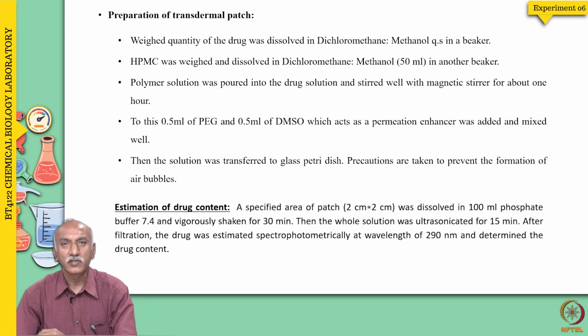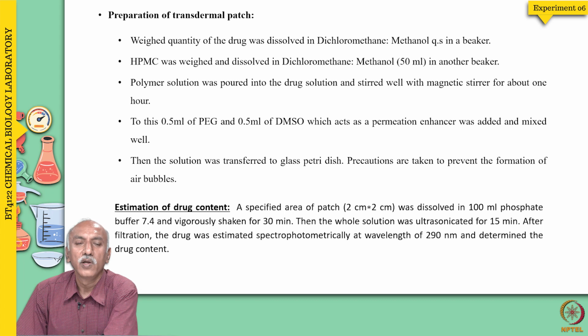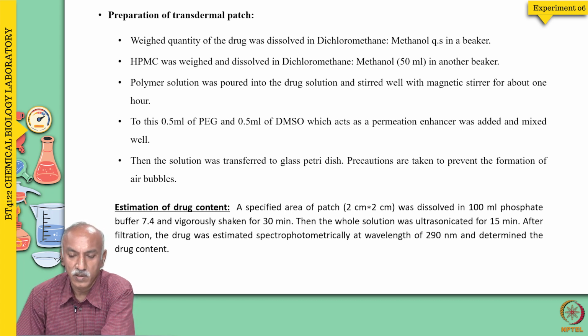How do you prepare the transdermal patch? So, the weighed quantity of drug was dissolved in dichloromethane and methanol in a beaker. The polymer is weighed and dissolved in dichloromethane and, of course, methanol in another 50 ml beaker. The polymer solution was poured into the drug solution and stirred well with the magnetic stirrer for about an hour.